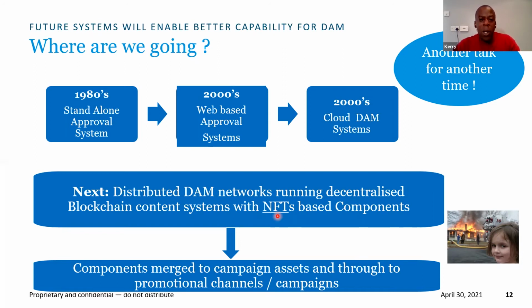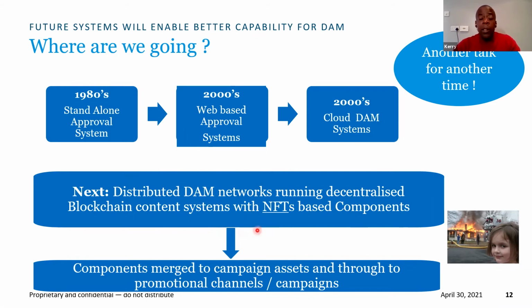And it means that these components on these decentralized systems can be merged in the way that I've described. Because it's running on a very secure blockchain network, vast amounts of content can be stored, merged, and then delivered to channel. And because we are using blockchain-based NFTs when the asset is approved, it means that these approved assets are foolproof. All of the rights management and so forth are attached to it.